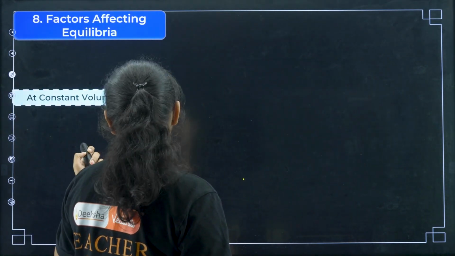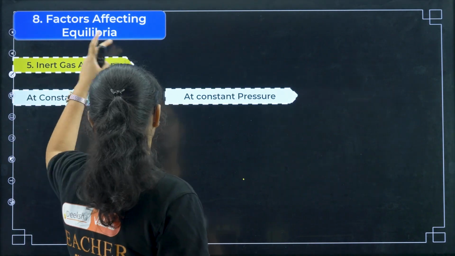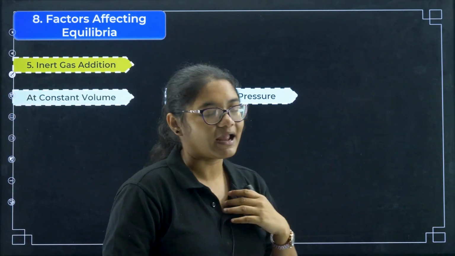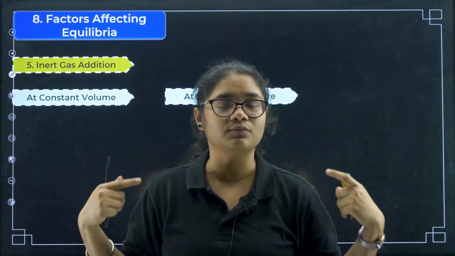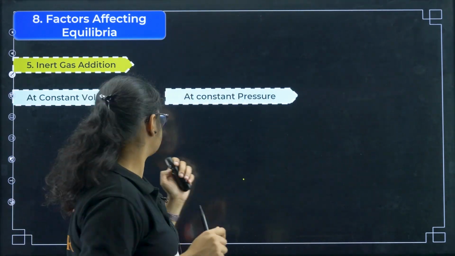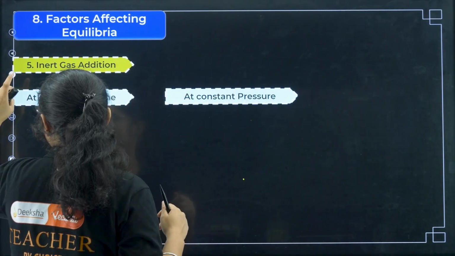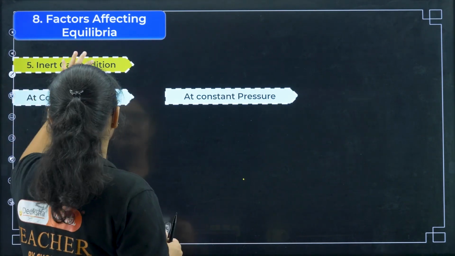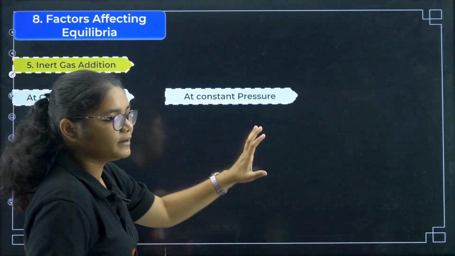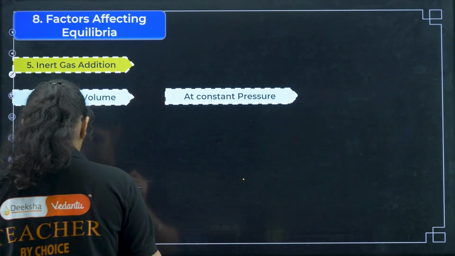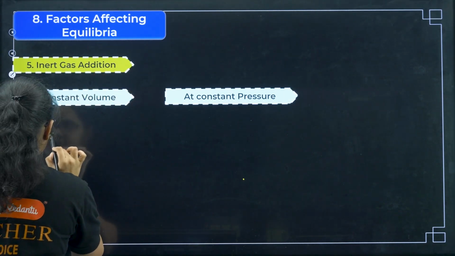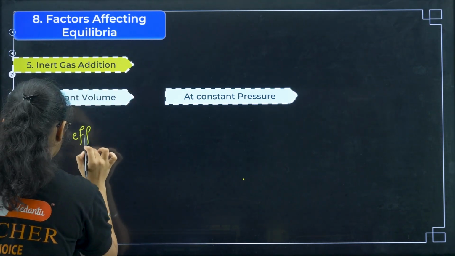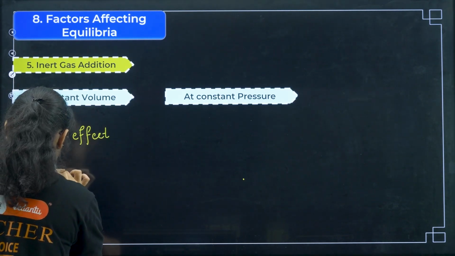That is addition of inert gas. I'll be summarizing all this, you do not have to worry at all, so please just understand what I'm saying. One more thing I just left here, I'll discuss that later. Inert gas addition at constant volume and constant pressure. So here you should remember, if you're adding any inert gas at constant volume, then there is no effect on the reaction.